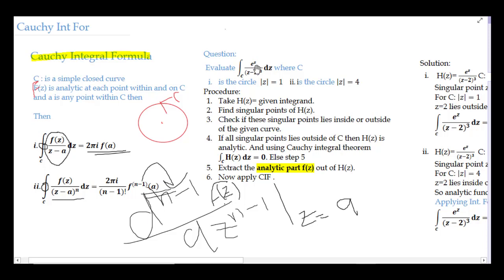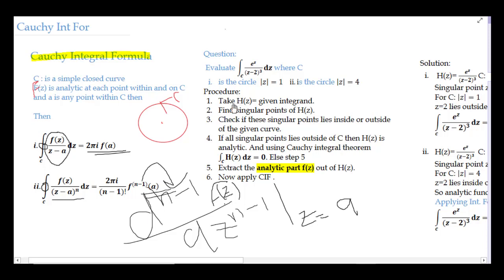Evaluate the integral of e to the power z, which is an analytic function, divided by (z minus 2) whole cube, dz, where capital C is the circle. Two questions are given, and capital C is the circle mod z equal to 4. So first is the procedure.